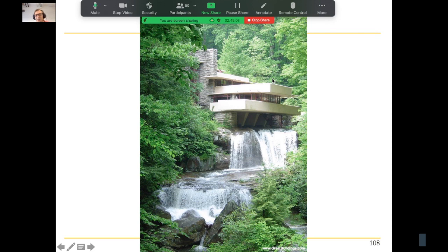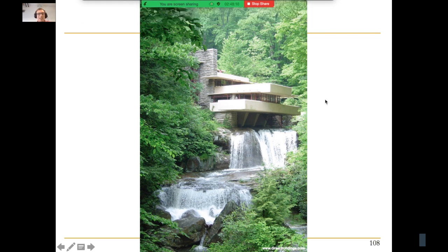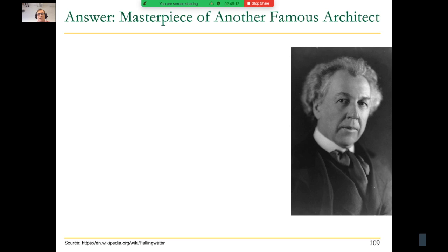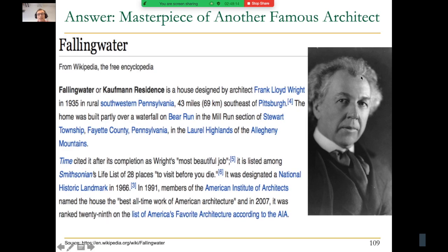It's Fallingwater. It was close to Pittsburgh where I used to teach. It's the masterpiece of another famous architect, Frank Lloyd Wright, and this house was built as a residence for the Kaufmans, who were a wealthy family close to Pittsburgh. It's a beautiful place, actually.